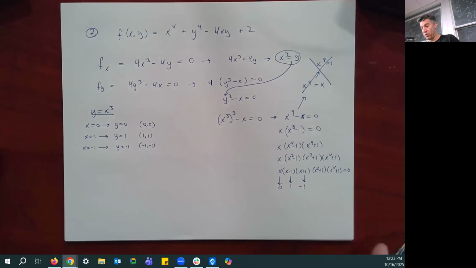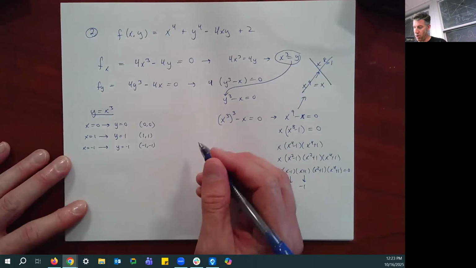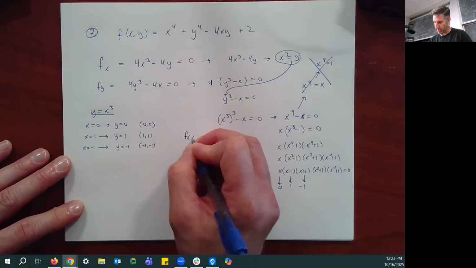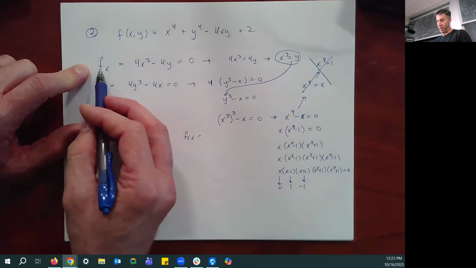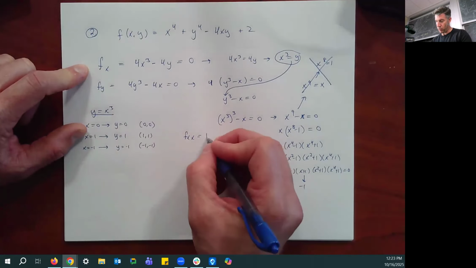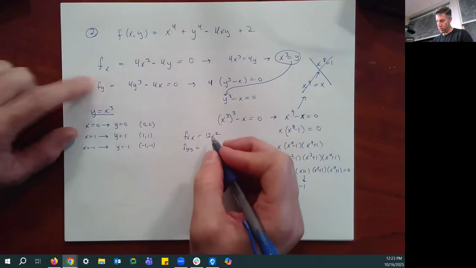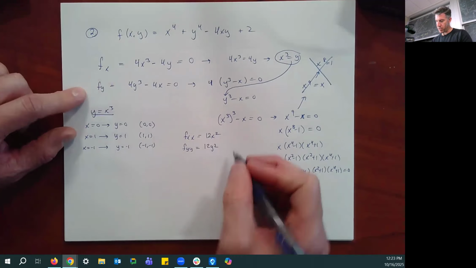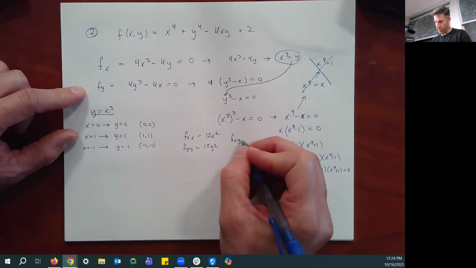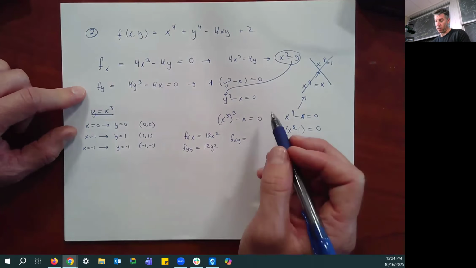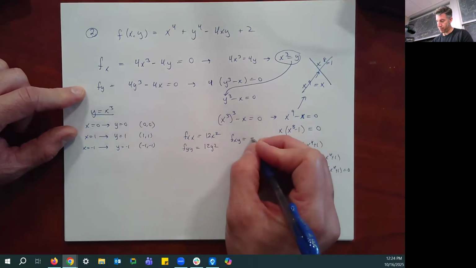Okay, so now we're going to do the usual thing, but this time, instead of just getting a number times a number minus 0, we're actually going to get some second derivatives that have variables still left in them. So we're actually going to have to plug in each pair of points. So here, our fxx, the derivative of fx with respect to x, is going to be 12x squared. Our fyy is going to be 12y squared. And our mixed partial, fxy or fyx, is going to be -4.